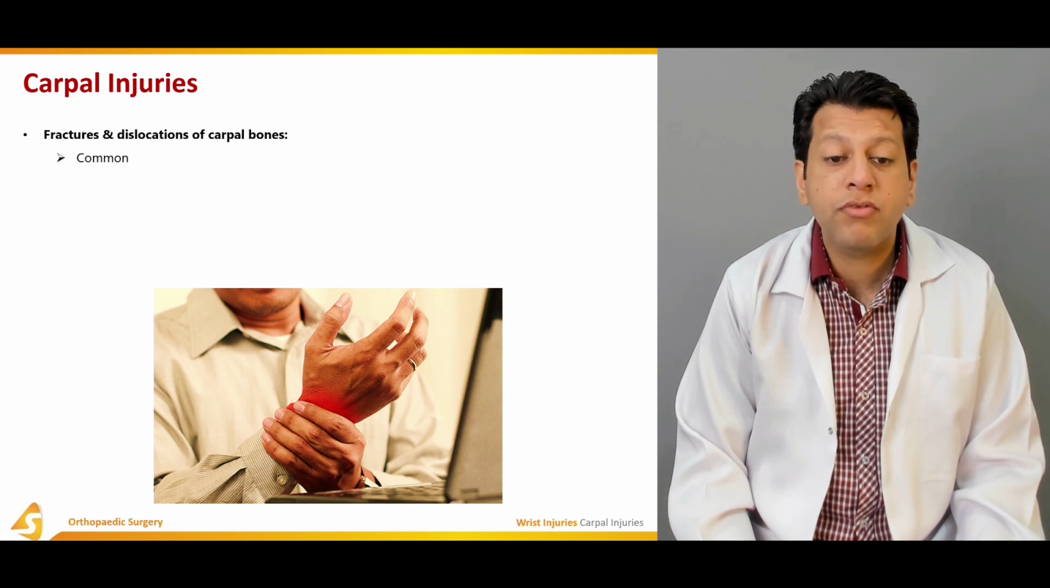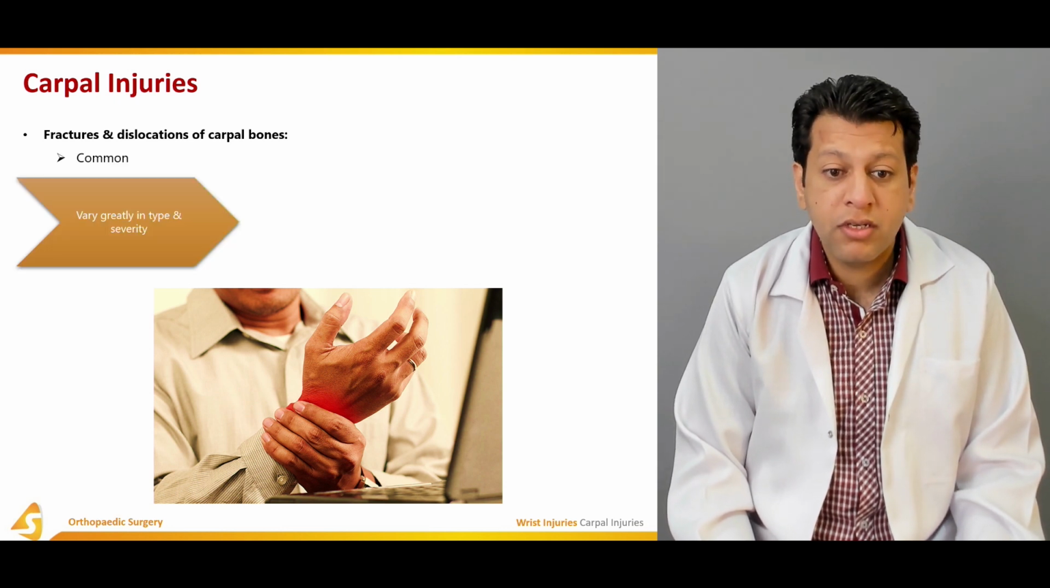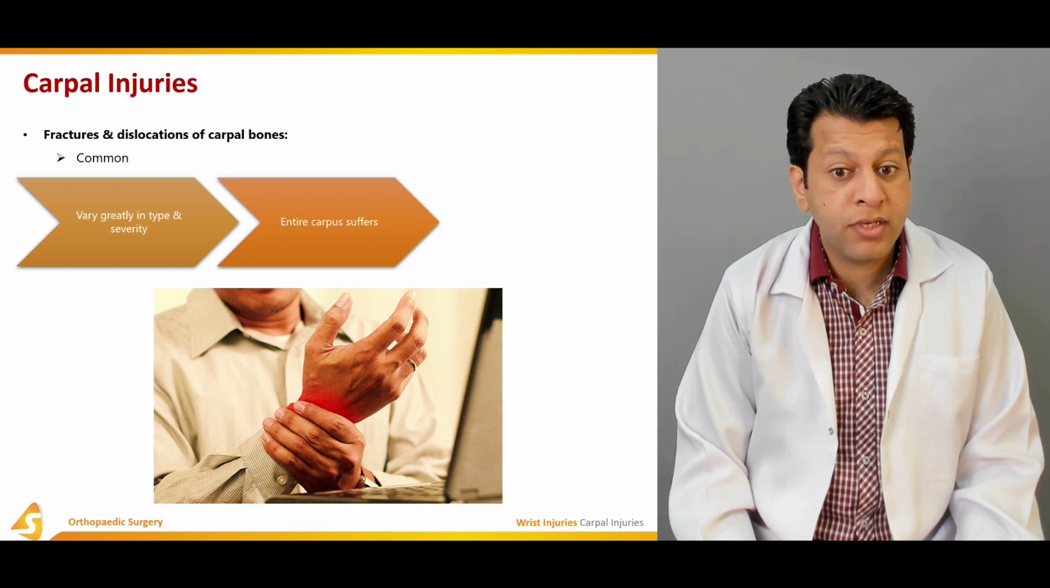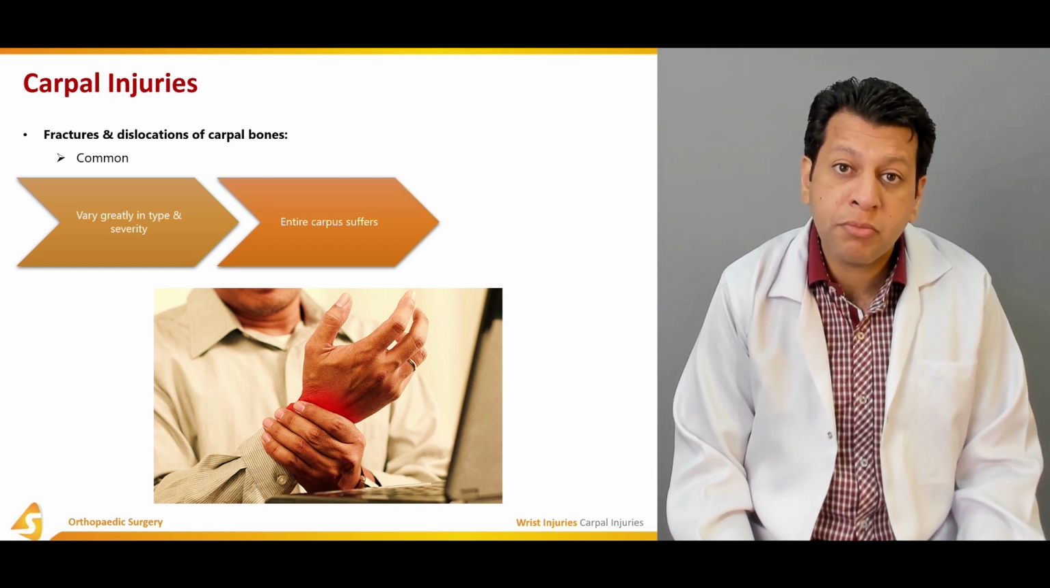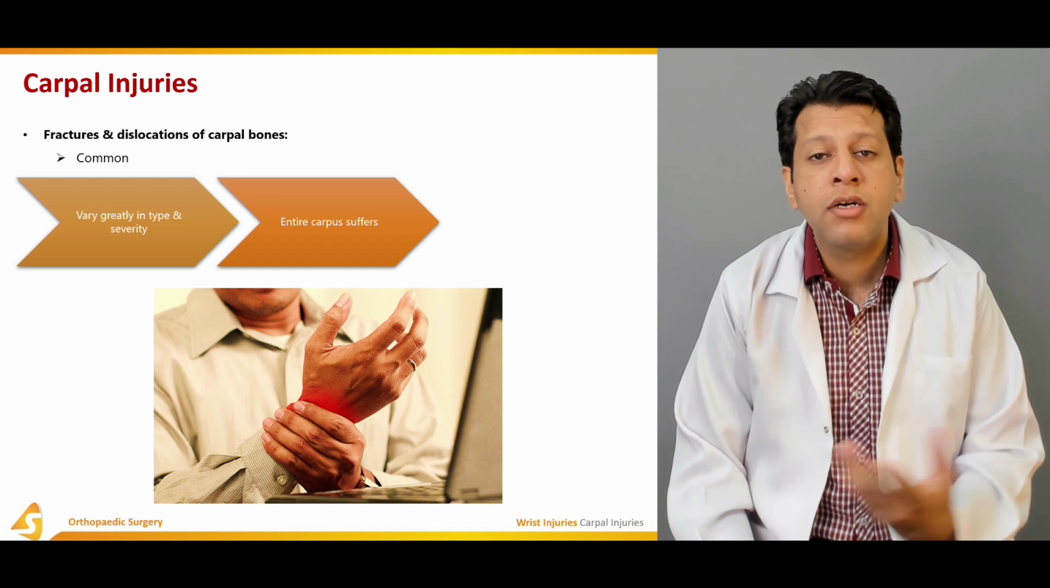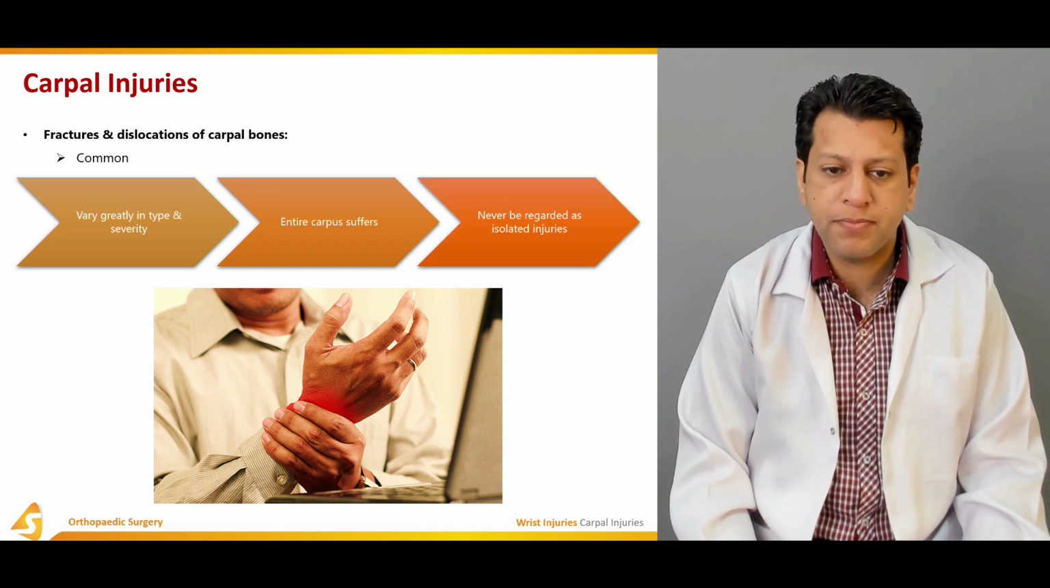Fractures and dislocations of the carpal bones are usually common. They vary greatly in type and severity. Sometimes the entire carpus is involved, an entire row is involved, or sometimes only one bone is involved.